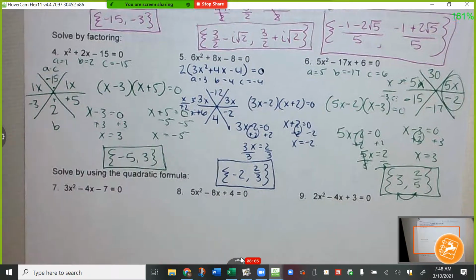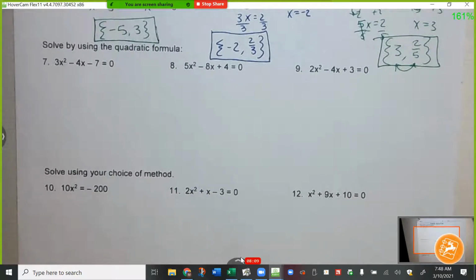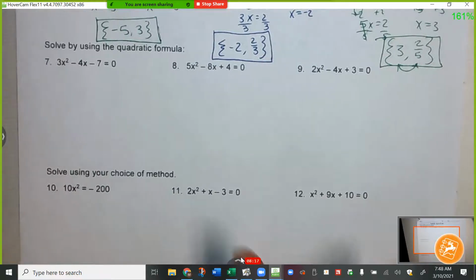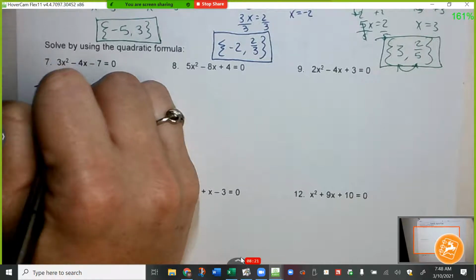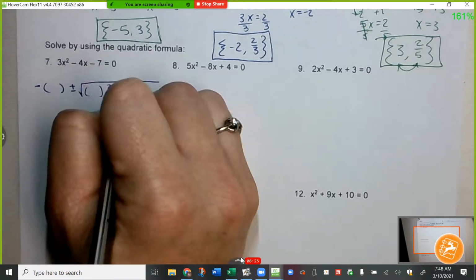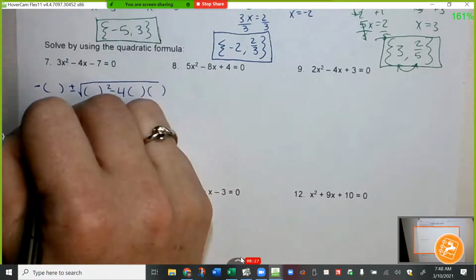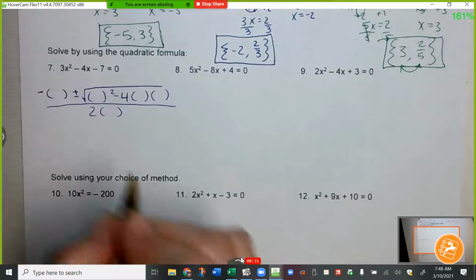Okay, our next section says to use the quadratic formula. Y'all, you better hold on to your notes because you can use your notes on this, so you don't have to memorize the quadratic formula. It's negative b plus or minus the square root of b squared minus 4 times a times c all over 2a. I left mine open so I can just plug it in.